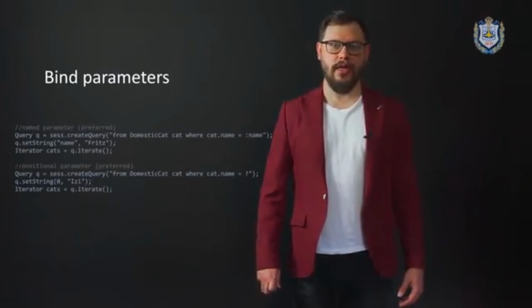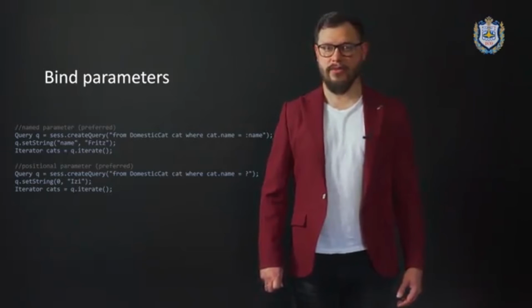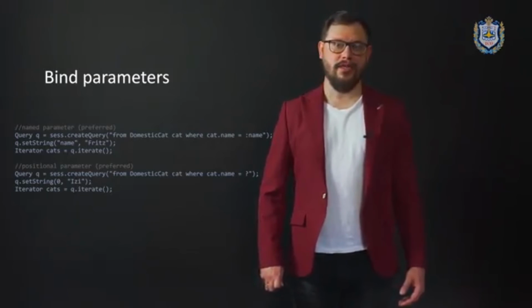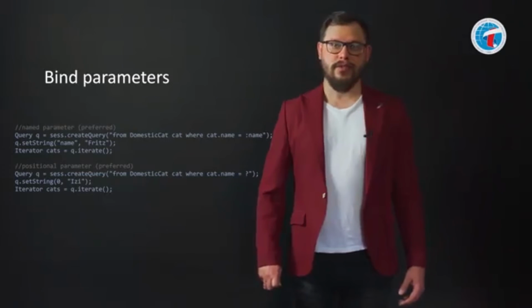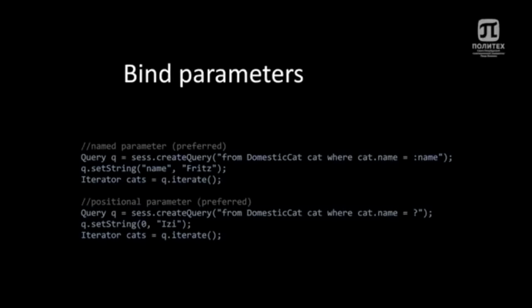Methods on Query are provided for binding values to named parameters or JDBC-style parameters. Contrary to JDBC, Hibernate numbers parameters from 0. Named parameters are identifiers of the form :name in the query string. The advantages of named parameters are as follows. Named parameters are insensitive to the order they occur in the query string. They can occur multiple times in the same query.